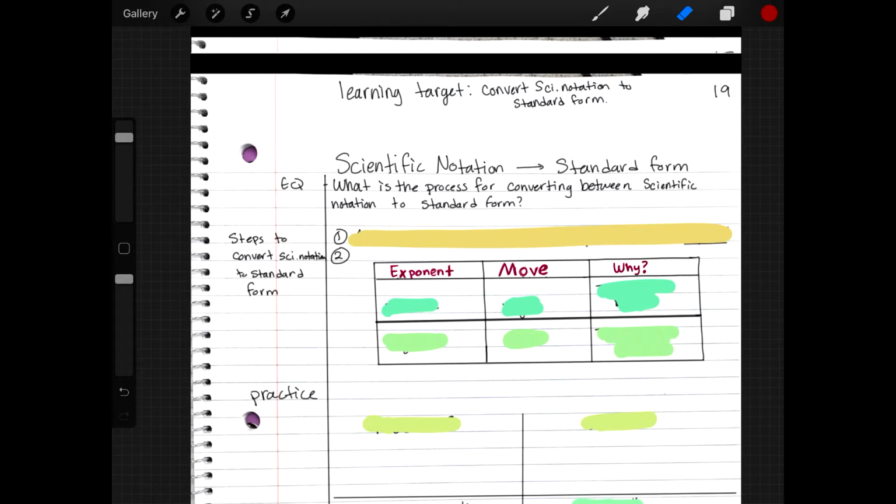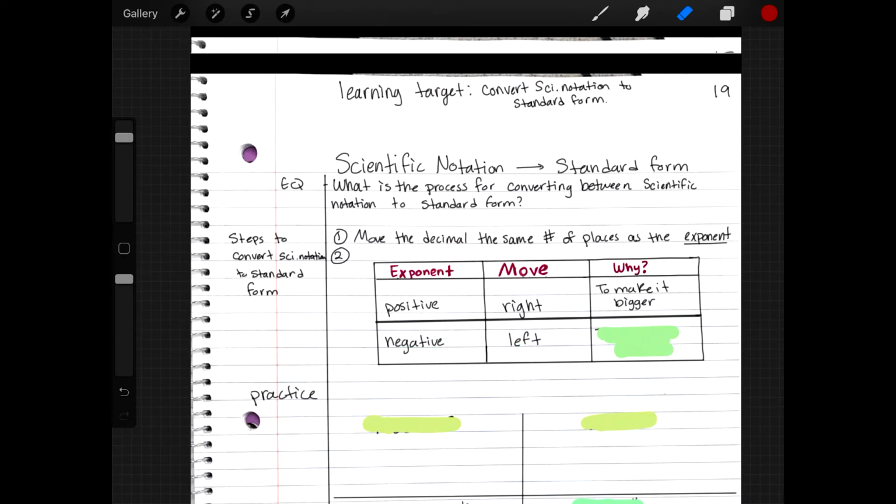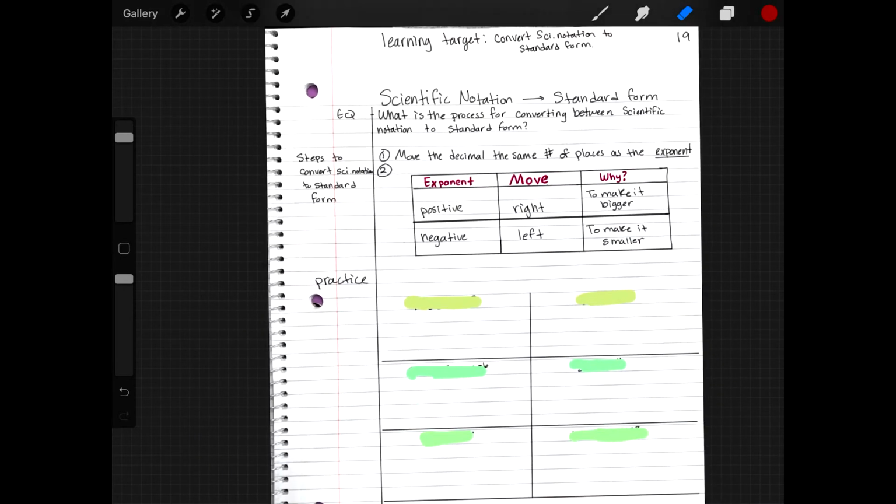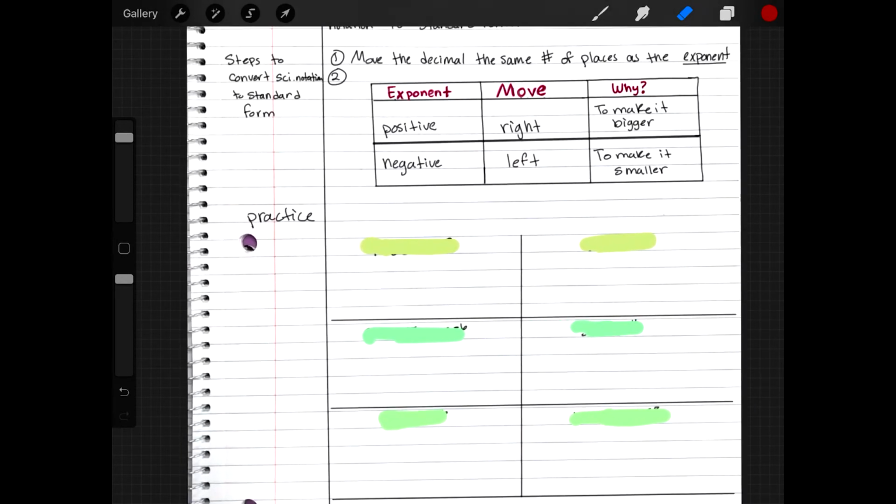Okay. So the steps are, number 1 is move the decimal the same number of places as the exponent. And step number 2, you're either going to do one or the other. So if your exponent is positive, you're going to move to the right to make that number a bigger number, right? If your exponent is negative, you're going to move to the left, the same number of places as the exponent. The reason we do that is so we can make it smaller. So let's look at some practice so that way we can see what's going on.